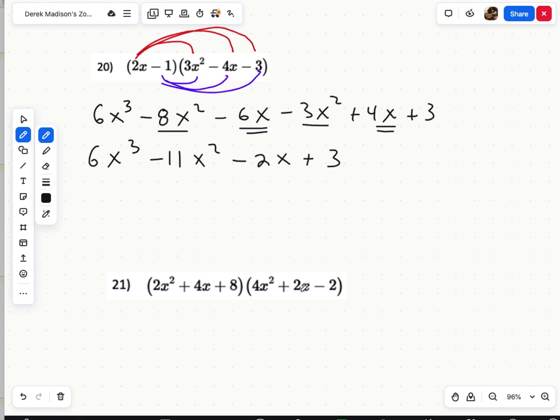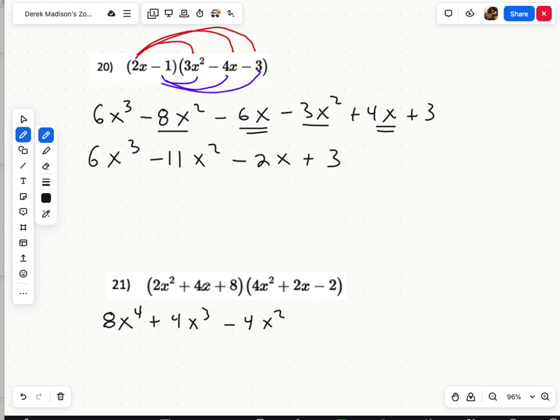And lastly, same idea, but now we got 3 things times 3 things, so when I multiply 3 things by 3 things, I will get 9 terms instead of the 6 that I got up here. And same basic plan, we're just going to do the 2x squared to everything in the parentheses, then we'll do the 4x to everything in the parentheses, and then we'll do the 8 to everything in the parentheses. So 2x squared times 4x squared is going to give us 8x to the 4th. 2x squared times 2x would give us plus 4x cubed, and 2x squared times negative 2 will give us a minus 4x squared.